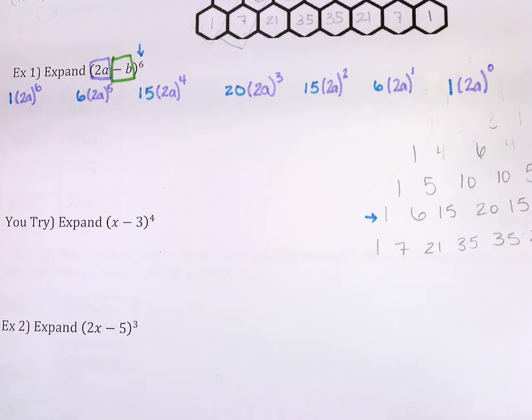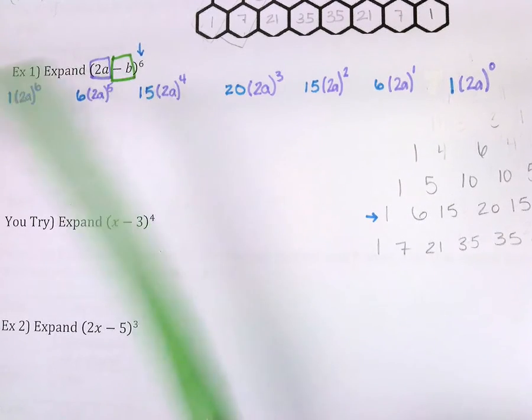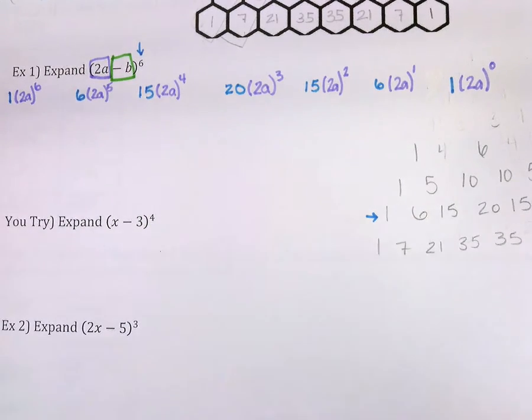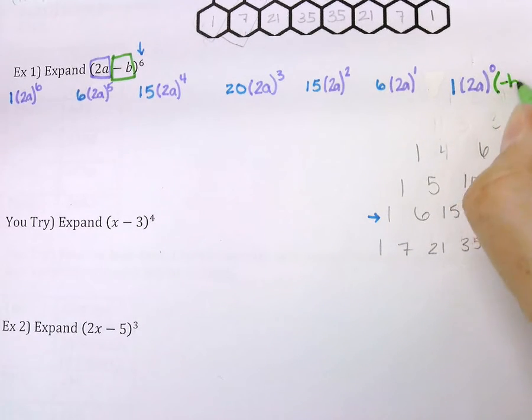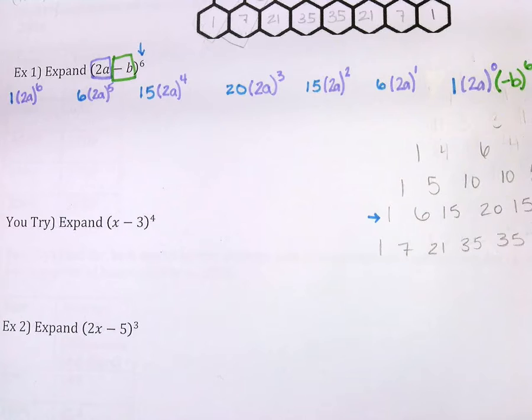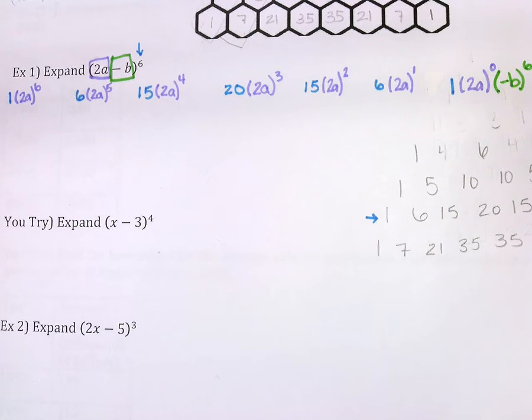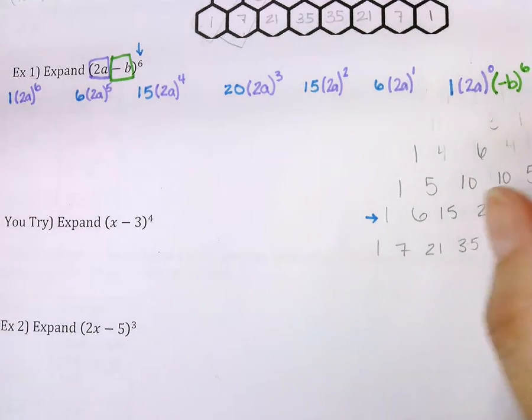Okay. What about this one? So this one, we are going to start from the other end. You're going to have 6 of those over there. And then you are going to decrease going this way.